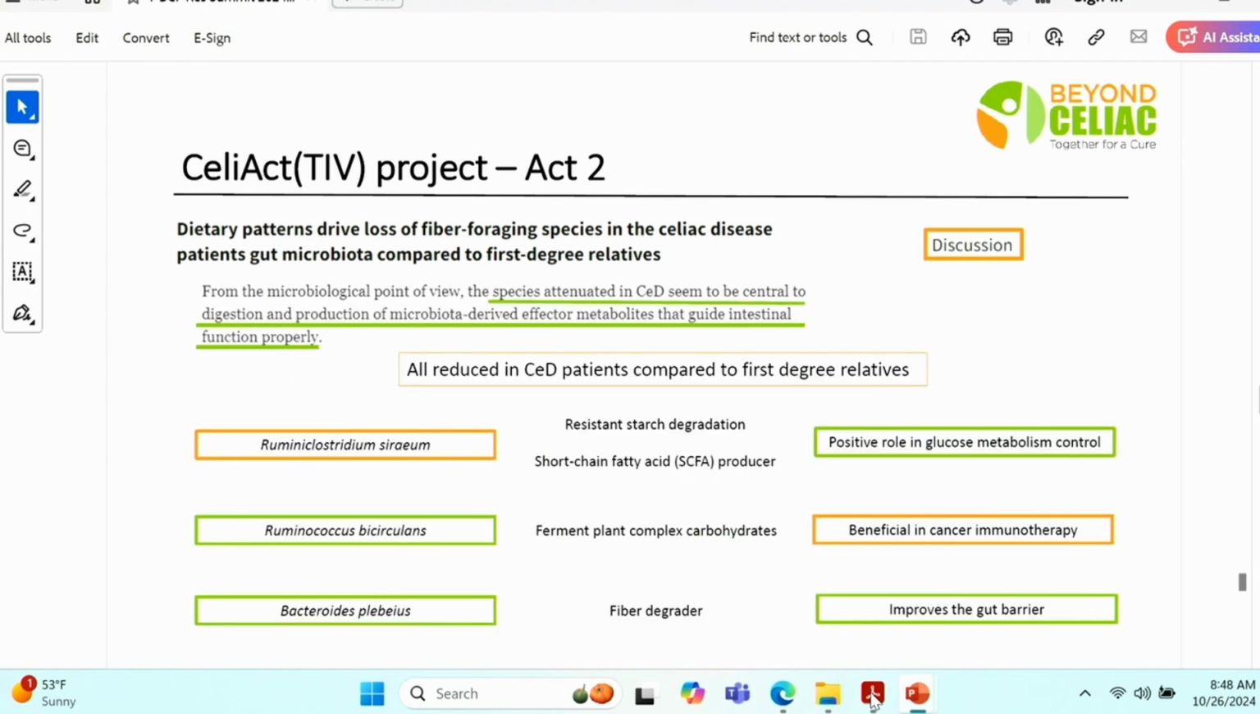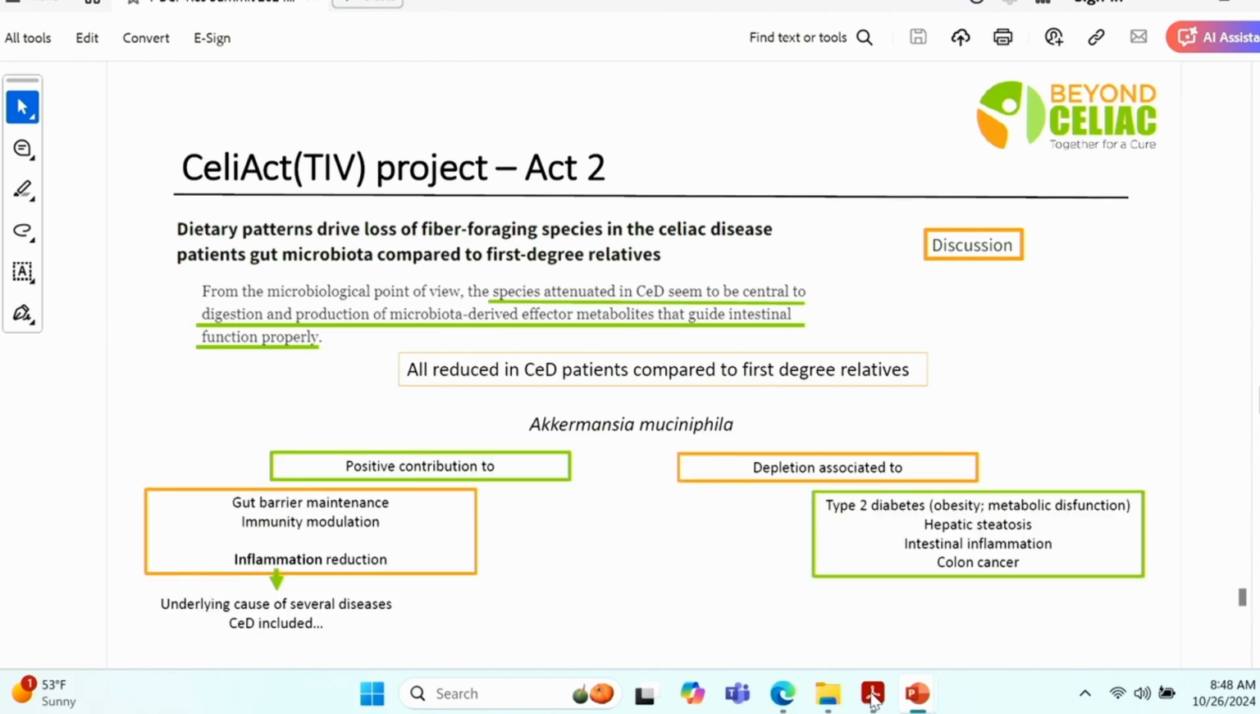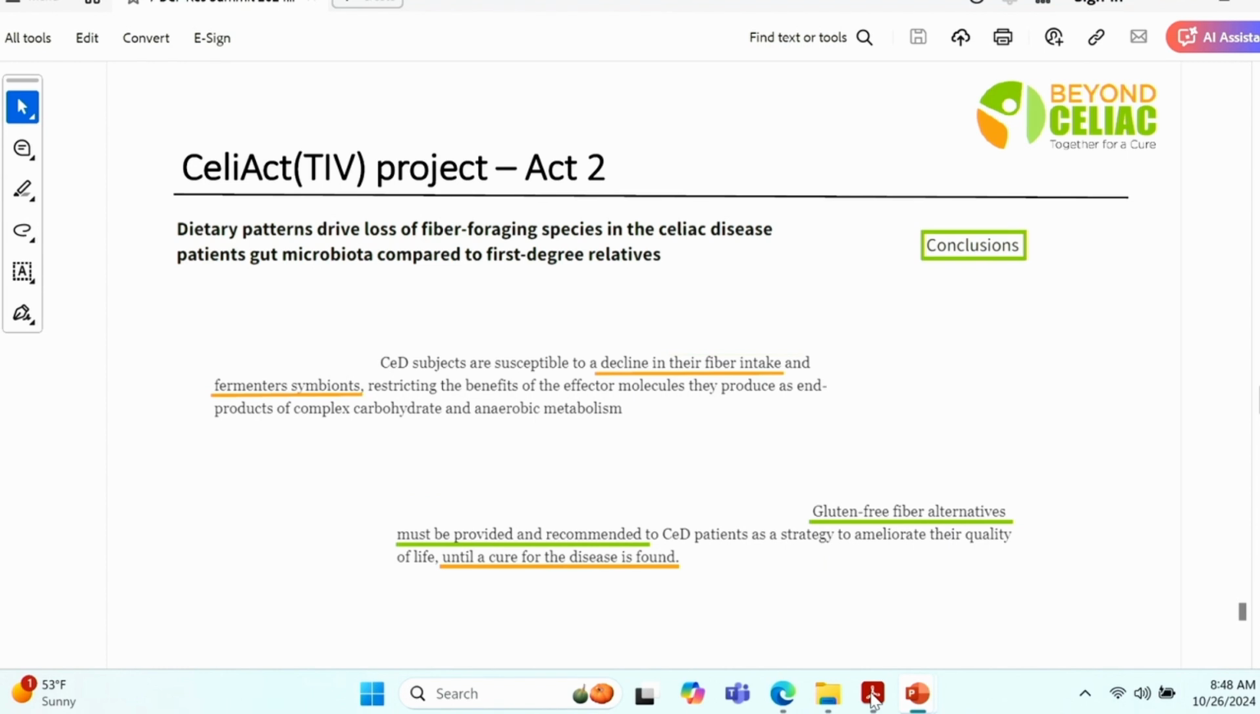So finally, and in the discussion briefly, these species that were reduced in celiac disease patients, the literature tells us are already associated with glucose metabolism control, for instance, or improved gut barrier, and they are decreased in celiac disease compared to the first degree relatives. Also Akkermansia, the same thing happens, so it has a positive contribution in inflammation reduction, which is highly important in several diseases, and its depletion, of course, is involved already in type 2 diabetes, etc., not to mention them all. So the final conclusion is, in fact, celiac disease patients have a decline in fiber intake, looking at their dietary patterns, and also the corresponding fiber fermenters.